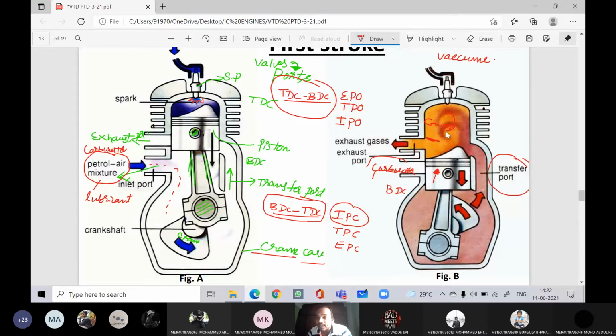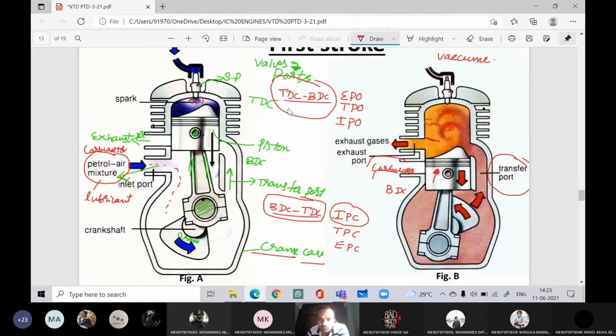Again, I am telling, complete compression will not take place within the engine cylinder. The partial compression will take place in the crankcase, and the remaining compression is taking place in the engine cylinder. How the compression will take place in the crankcase, I'll explain now. At the end of the compression, we know the spark is initiated electrically, thereby the combustion is started. Due to the high pressure and temperature, the piston will be pushed in the downward direction.